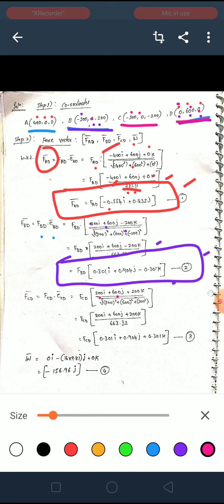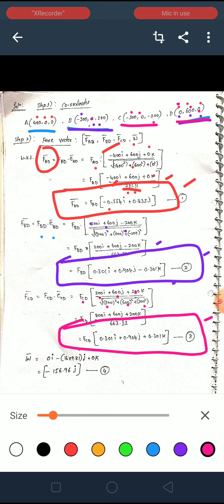Then 0 minus of minus 200, that is 200. So once again divided by 200 whole square plus 600 square plus 200 square. Once again you do the calculation, you don't know FCD, you do the calculation, you will finally get the third equation, that is FCD into 0.301i plus 0.904j plus 0.301k.